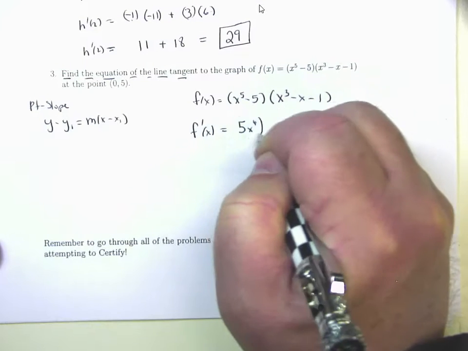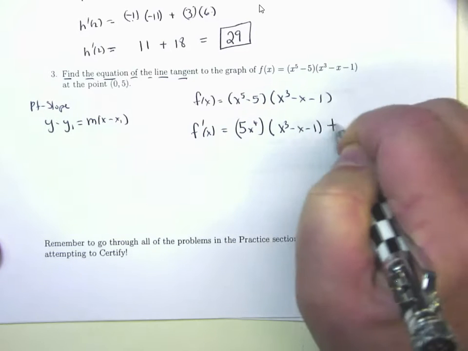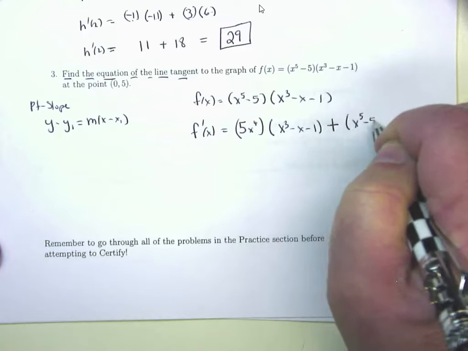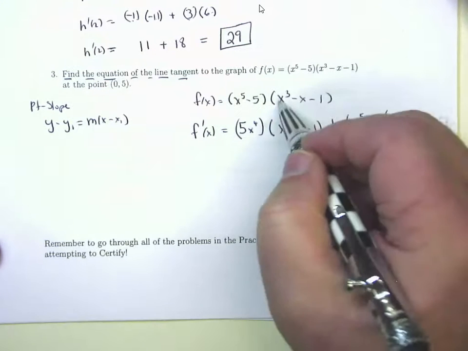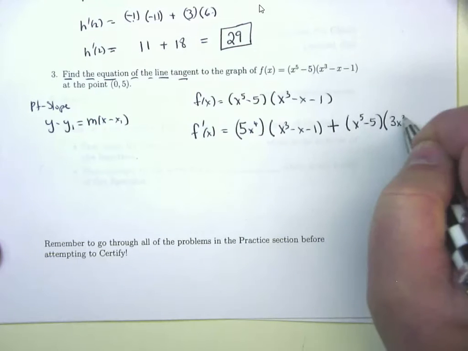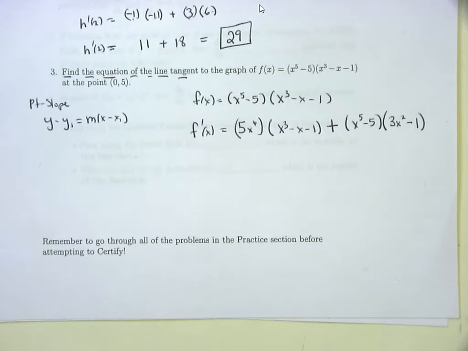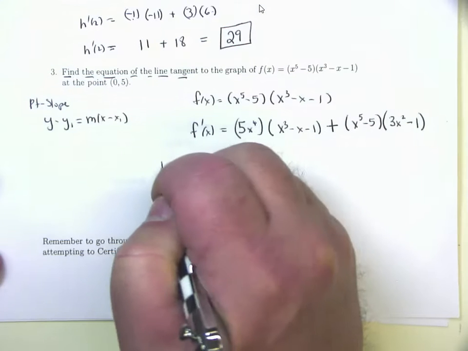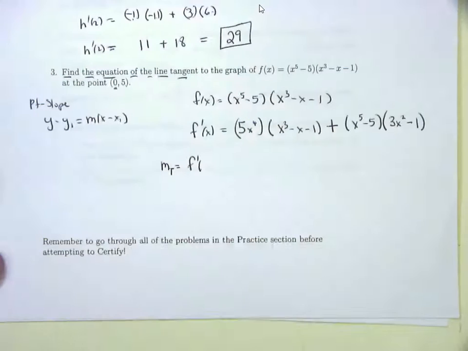5x to the fourth. Derivative of the first times the second, x cubed minus x minus 1, plus the first, x to the fifth minus 5, times the derivative of the second. What's the derivative of x cubed minus x minus 1? Derivative of x cubed is 3x squared, minus derivative of x is 1, and derivative of minus 1 is 0. There is my product. That is my derivative, product rule. Does that make sense? Now, this is the derivative. What we really want is the slope of the tangent line, which is the derivative evaluated at your x-coordinate. And the x-coordinate in this problem is 0.